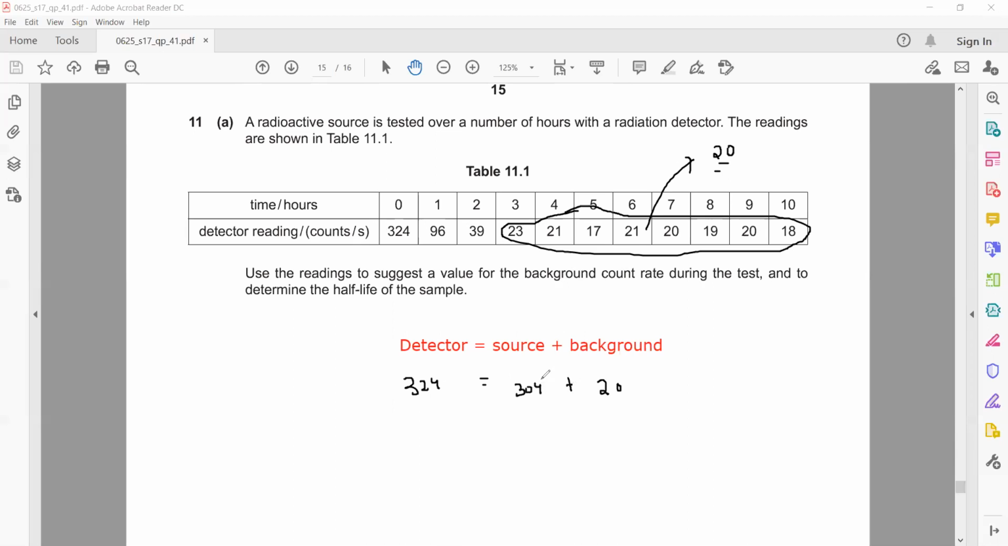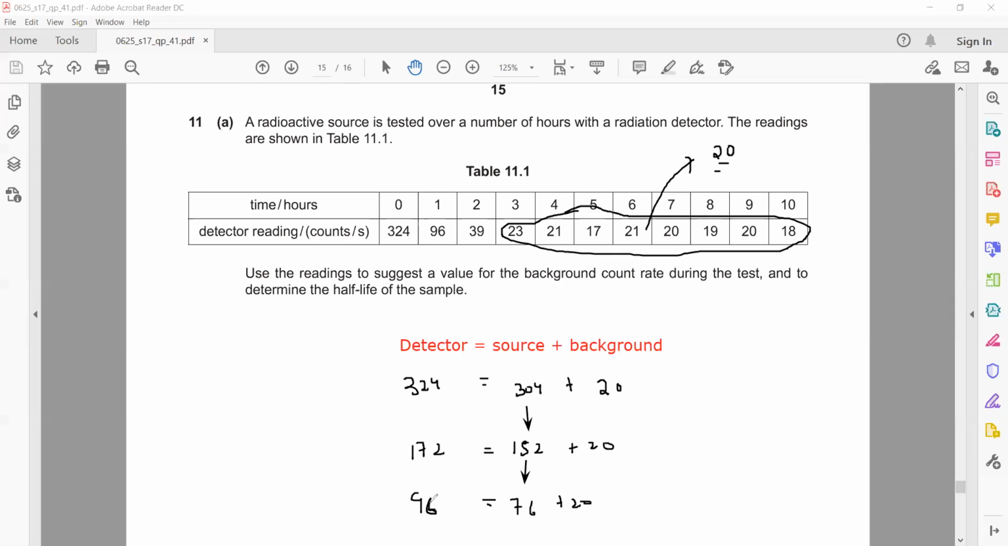That's why the detector is recording 324. But after the first half-life, it will turn into 152. This will be 20, so the detector reading will be 172. There is no value given of 172. Then after another half-life, this will be 76, plus 20. So this will be 96.